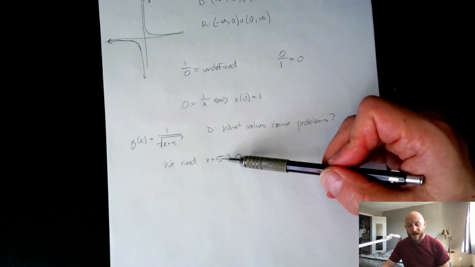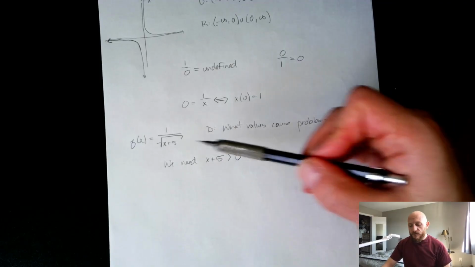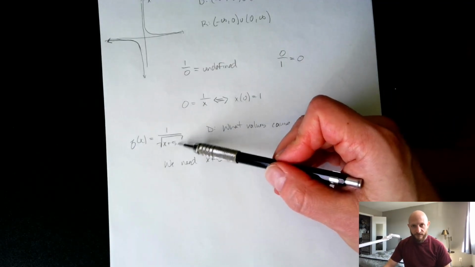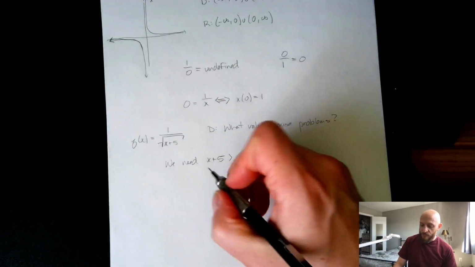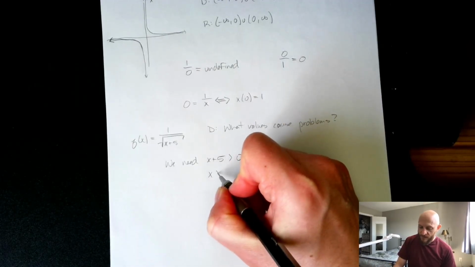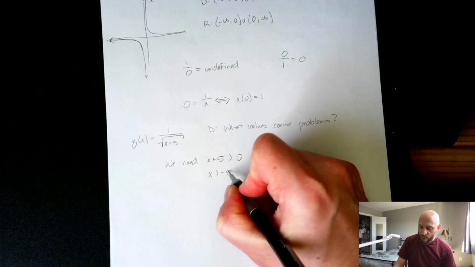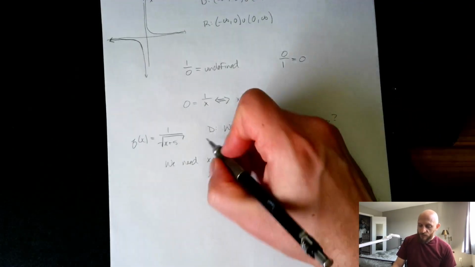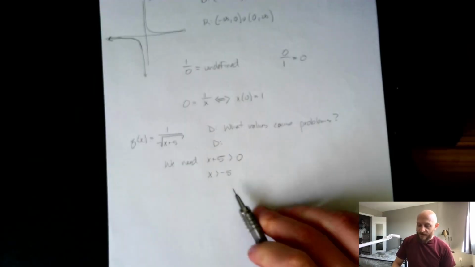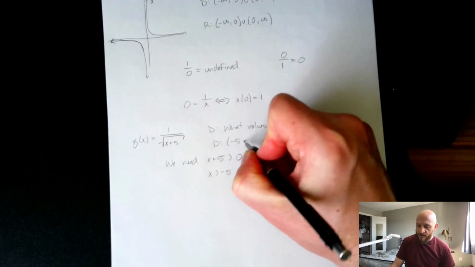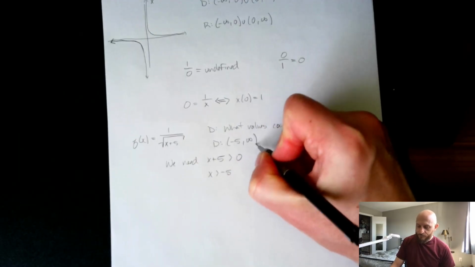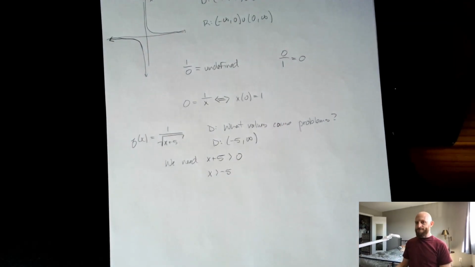If x plus 5 is less than or equal to 0, you'll get problems. You'll either get a 0 in the denominator or a negative under the radical. So we want x plus 5 to be greater than 0. Solving the inequality, we need x to be greater than negative 5. So what is the domain of this? It's x greater than negative 5, or in interval notation, negative 5 to infinity.